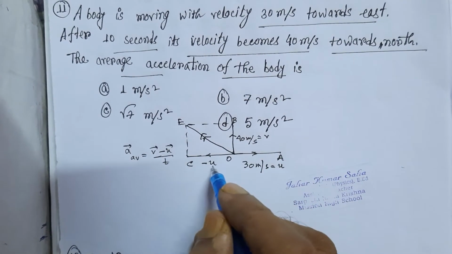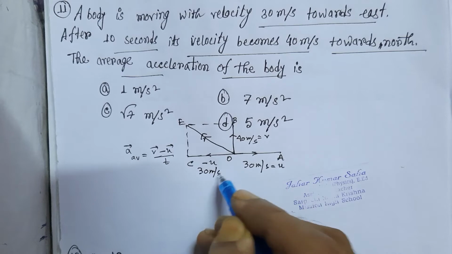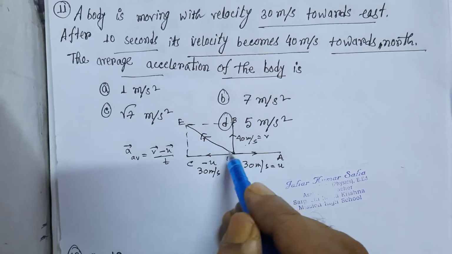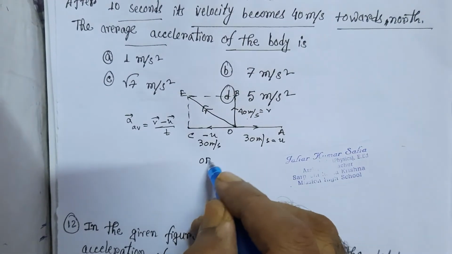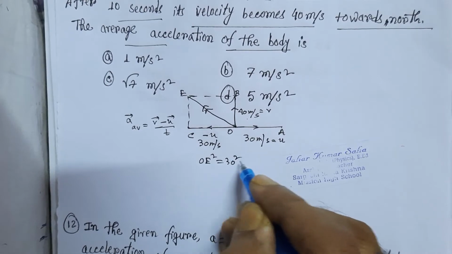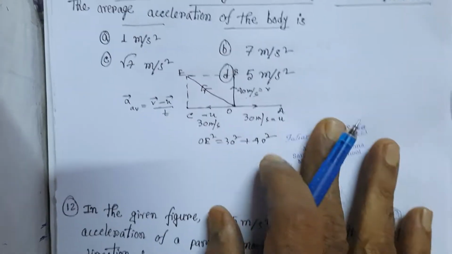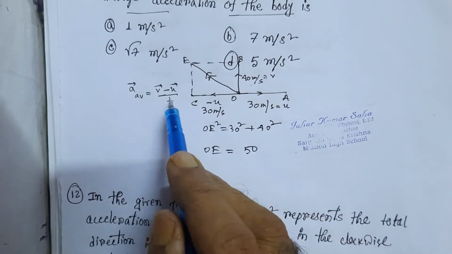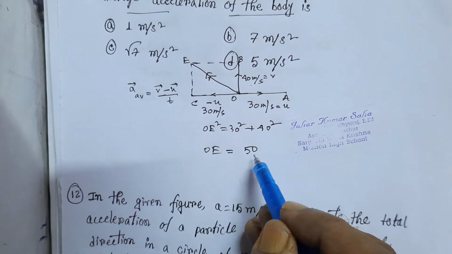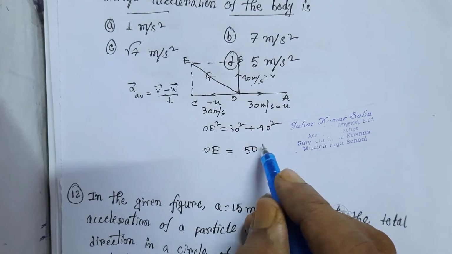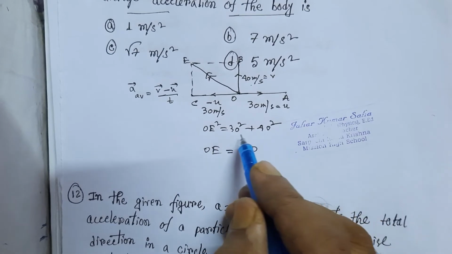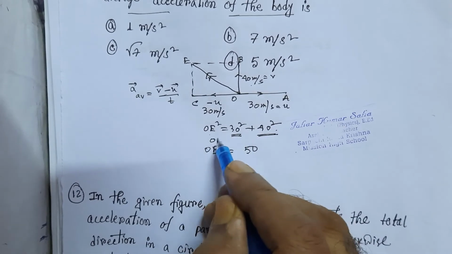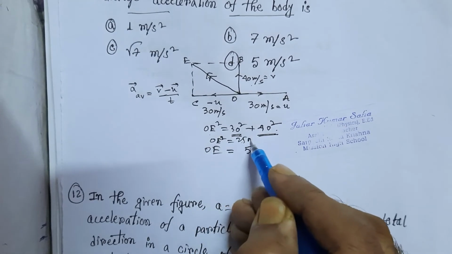So U equals 30 meters per second. So OC is actually representing the vector of 30 meters per second. OB is 40 meters per second. Their resultant OE gives OE square equals 30 square plus 40 square. 30 square means 900, 40 square means 1600. So OE square equals 2500. So OE equals 50. So the magnitude of V vector minus U vector is 50.